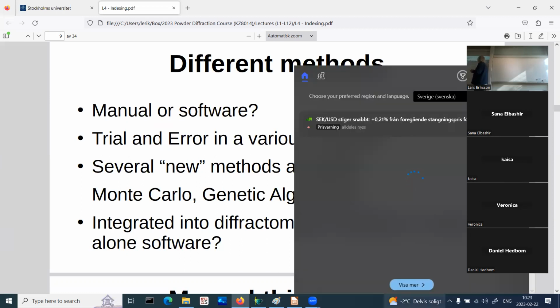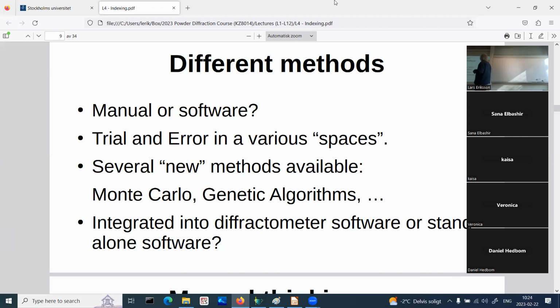The trial and error could be done in various spaces, either in HKL space or in ABC space. I mean, typically for reals. But both of them are in principle trial and error. These are usually sometimes nowadays in software.